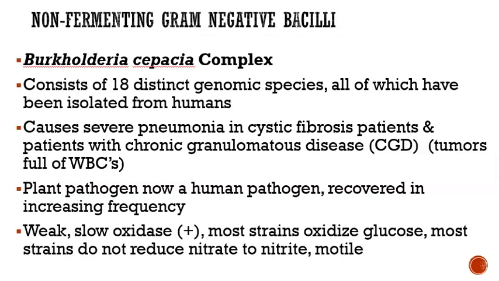Burkholderia cepacia complex. So this complex consists of 18 distinct genomic species, all of which have been isolated from human specimens. It causes severe pneumonia in cystic fibrosis patients and patients with chronic granulomatous disease, which are tumors full of white cells. Some of the species in the complex are plant pathogens that have become more opportunistic pathogens in humans. So we're seeing those recovered with increasing frequency.